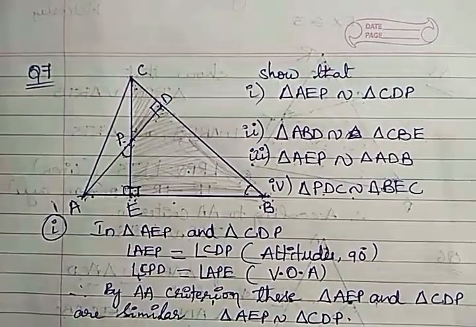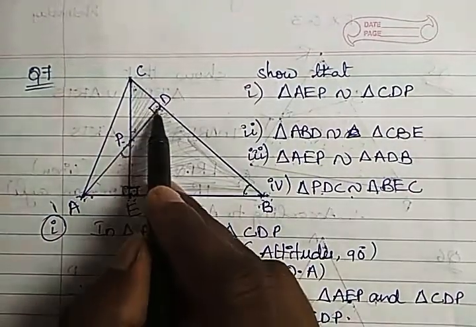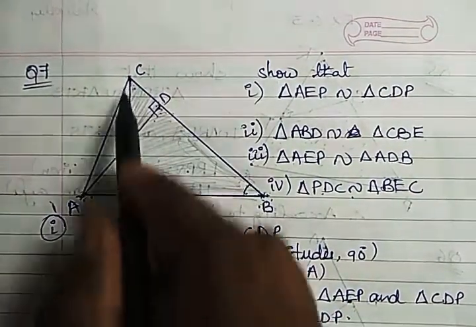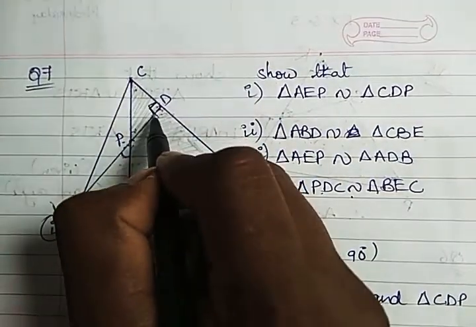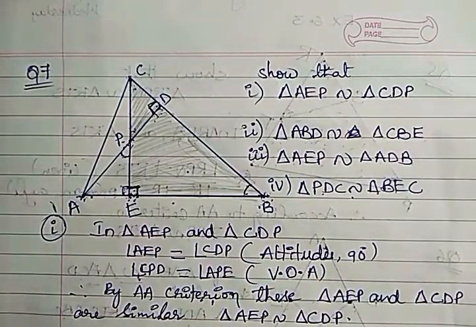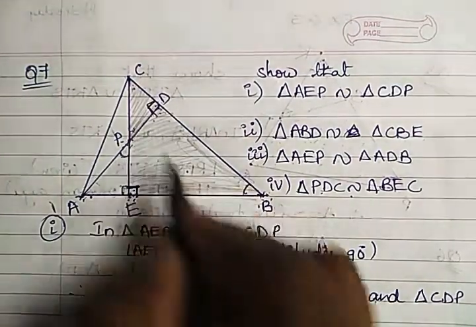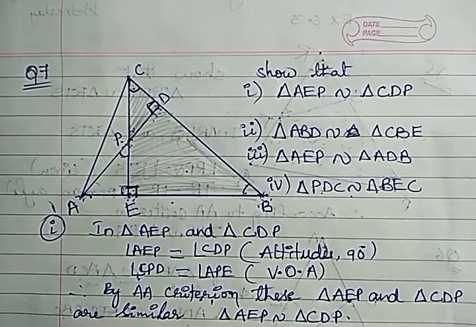In these two triangles, what are the similarities? Now see again here. PDC, BEC, angle E and D. In PDC angle D, in BEC angle E. They both are right angles, equal. And then in PDC, BEC, angle C is common. So again we have got two angles which are equal. So we can say that by again AA criterion, these two triangles are similar.